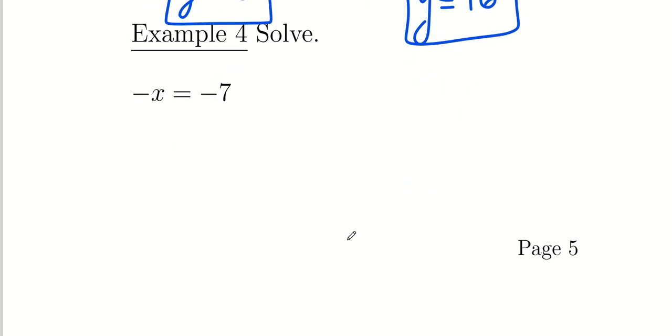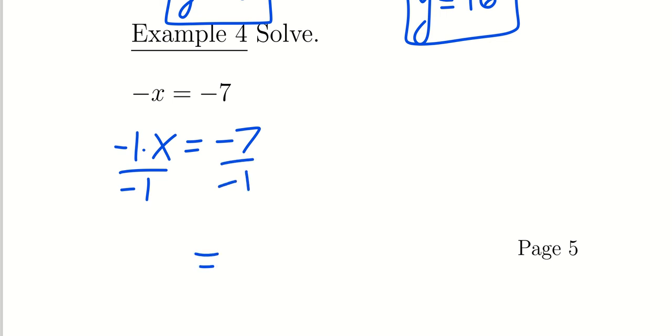Let's take a look at example 4. Here we have negative x, which you can also think of as negative 1x, equals negative 7. So at its heart, what's really going on here is it's technically a multiplication by negative 1. The opposite of multiplying by negative 1 is to divide by negative 1. Whatever we do to one side, we have to do to both sides.